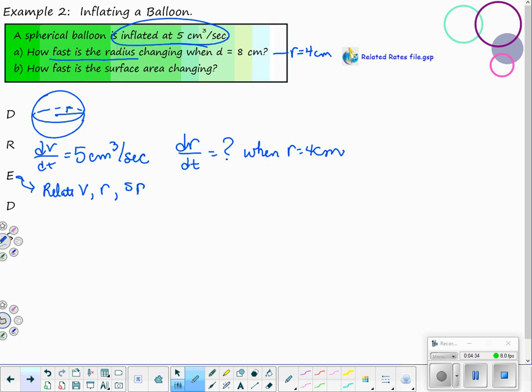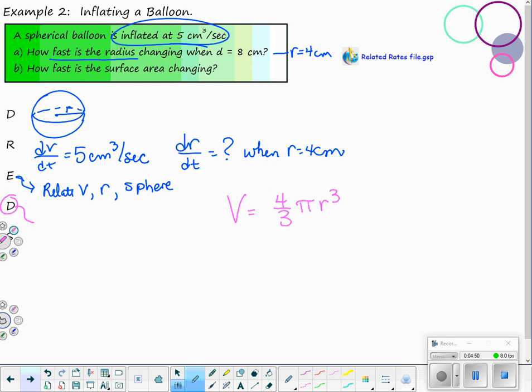Let's get this spelled right. It has a sphere. So what equation would work? Well, that would be the volume of a sphere equation. So 4/3 pi r cubed.